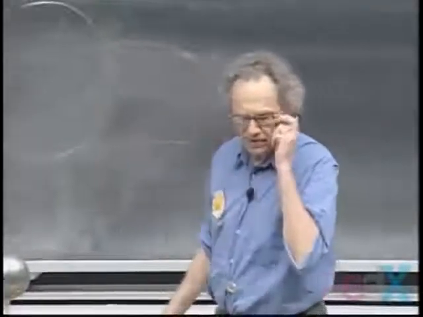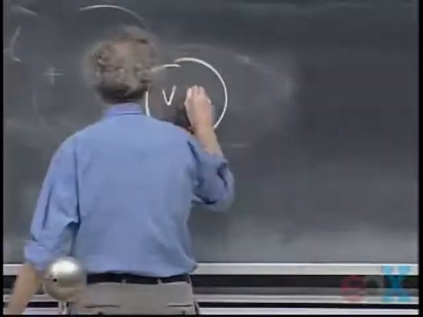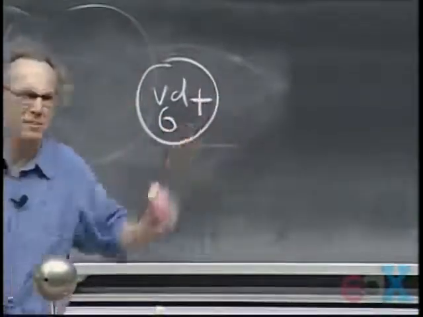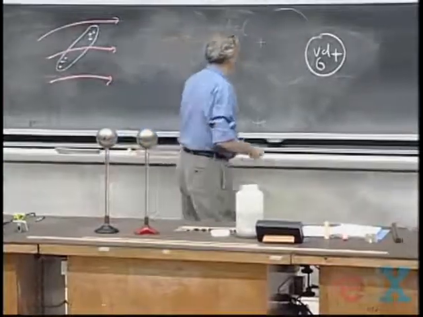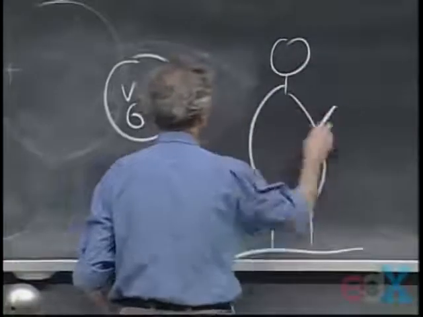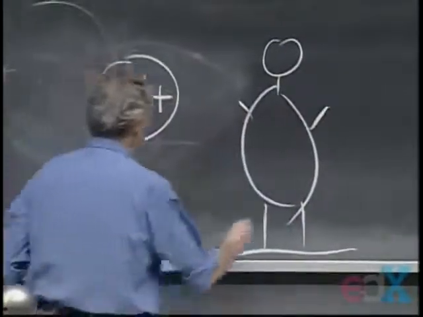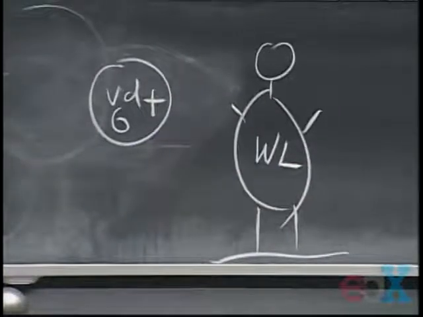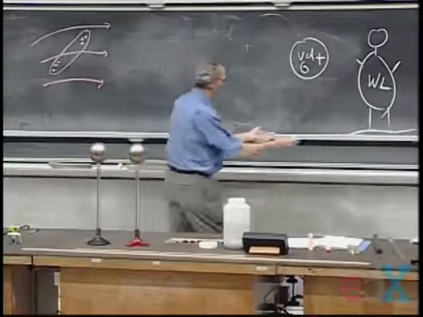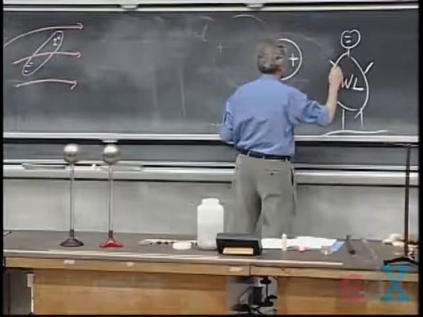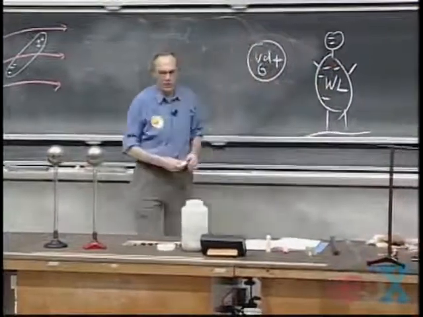If I have the Van de Graaff here, and let's suppose the Van de Graaff is positive. I don't know whether it's positive or negative. Let's suppose it is. And I'm going to stand here on the ground, Walter Lewin. What is going to happen with me? Through induction, the electrons are being sucked out of the Earth and coming up because they want to go close to the positive charge. So I will become negatively charged.